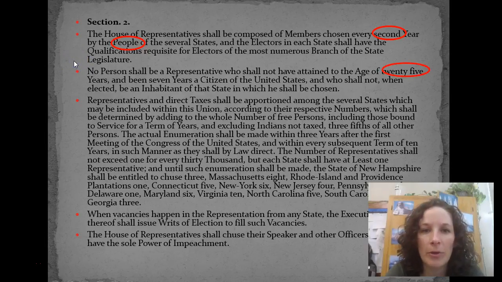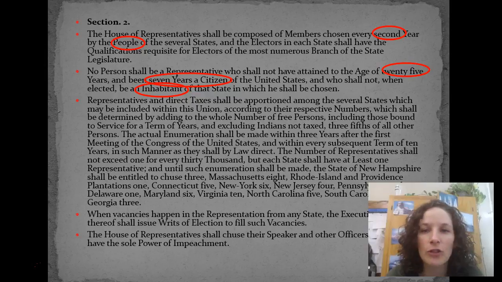No person shall be a representative who shall not have attained the age of 25. You must be 25 years of age. You must be a citizen for 7 years. And you have to also live in the state. That language can be tricky because of the double negatives there. So you must be 25, 7 years a citizen, and live where you are hoping to be elected from.